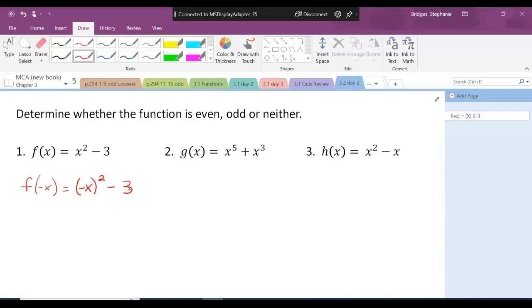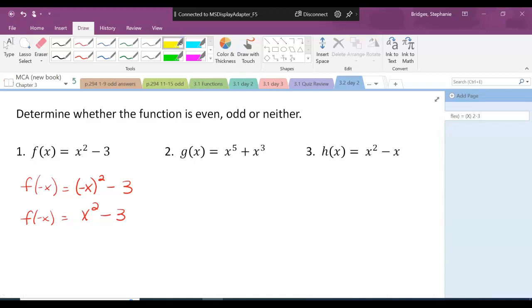So think about this. If I do negative x times negative x, that's negative x squared. What does that turn to be? X squared, right? It's positive, negative times negative. So it turns out that it is x squared minus 3, right?